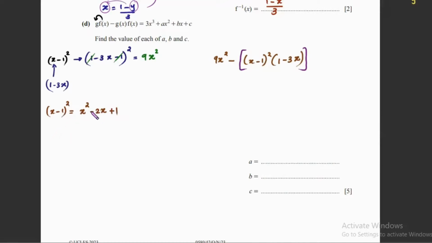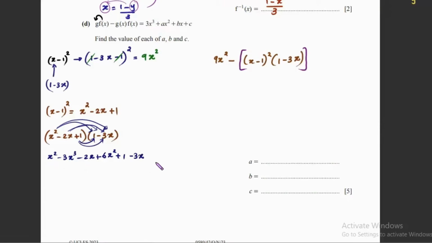So because x minus 1 squared is multiplied with 1 minus 3x, which means x squared minus 2x plus 1 has to get multiplied with 1 minus 3x. So I'm going to expand this. x squared times 1 is x squared. x squared times minus 3x is minus 3x cubed. Minus 2x times 1 is minus 2x. Minus 2x times minus 3x is plus 6x squared. 1 times 1 is 1. 1 times minus 3x is minus 3x.